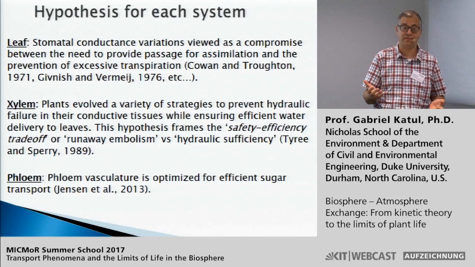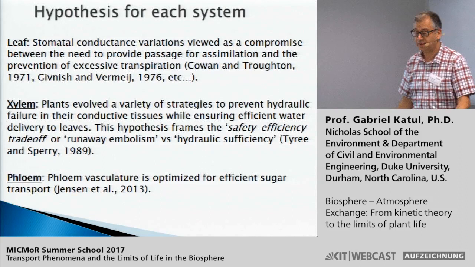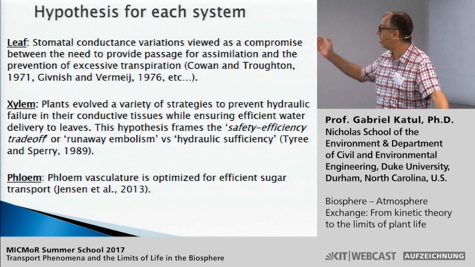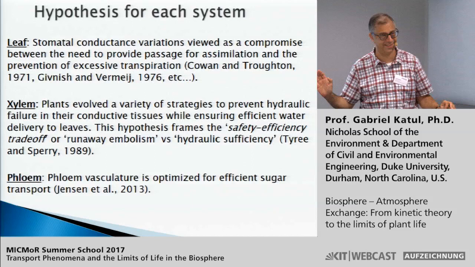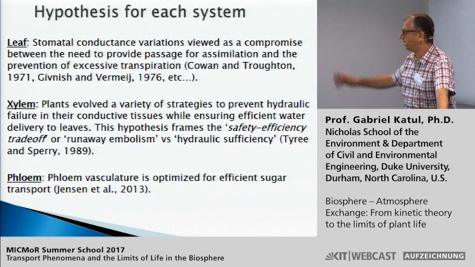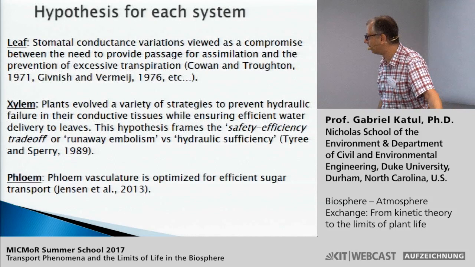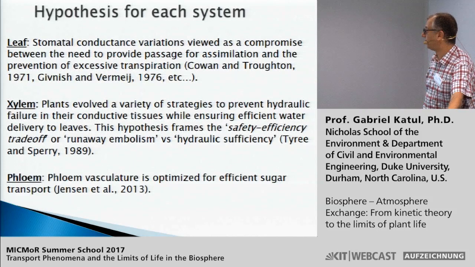So there goes another optimization problem. In fact, in this case, the problem is framed more as a safety-efficiency trade-off, or runaway embolism versus hydraulic sufficiency. But it's another optimization problem, okay? That plants have to engineer a solution for. And likewise, in the case of the phloem, as Jensen will discuss when he comes, but I will touch a little bit upon his topic, so we will make some contact with the phloem too, the phloem vasculature is optimized for efficient sugar transport.